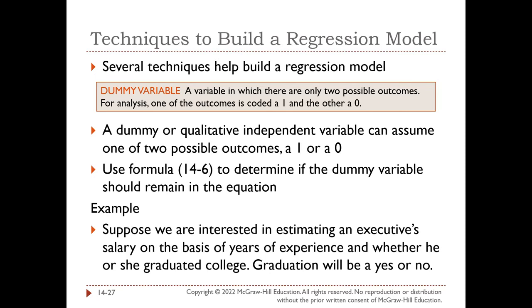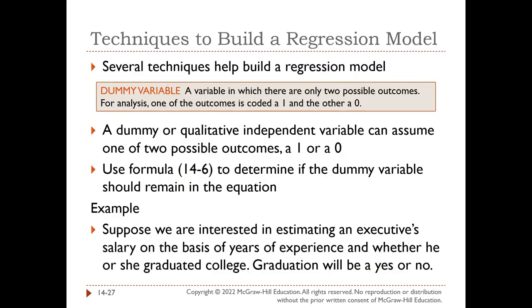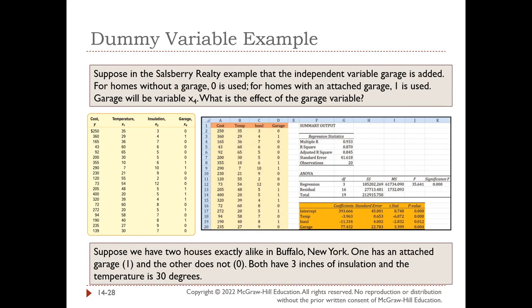Alright. Example, suppose we are interested in estimating an executive's salary on the basis of years of experience and whether he or she graduated college. Graduation will be a yes or no. So that's pretty much going to be probably our dummy variable. So again, since we only have yes or no, that could be 1 or 0.